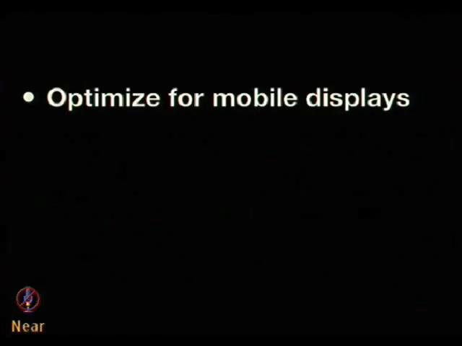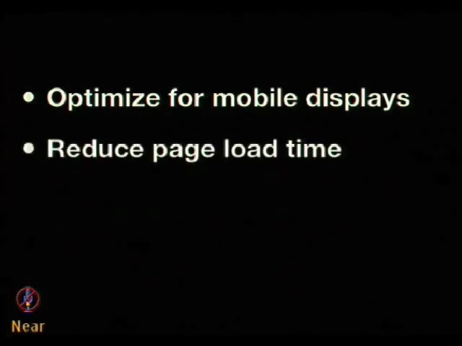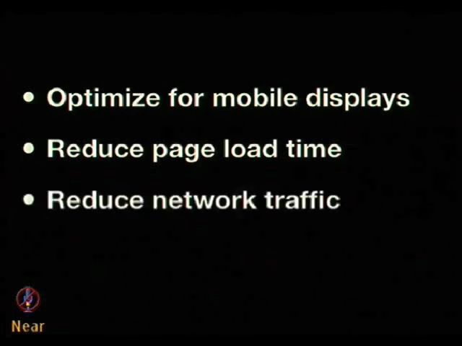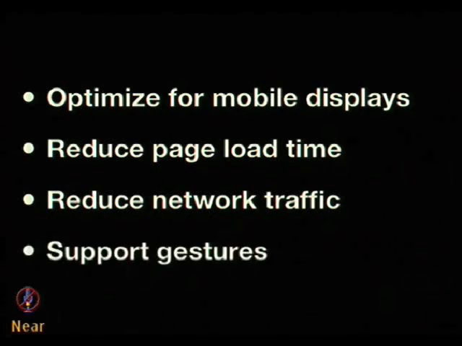So thinking about our strategy, when you want to have a mobile strategy, a good step is to optimize for mobile display. Mobile displays are smaller. They have less resolution. You want to make your pages load faster. You want to reduce your network traffic. If you have a normal desktop web app page, it might be fairly complex. You might be downloading a couple megabytes of stuff. So you want to really simplify that. And you might want to support touch gestures like scroll or tap, that sort of thing.